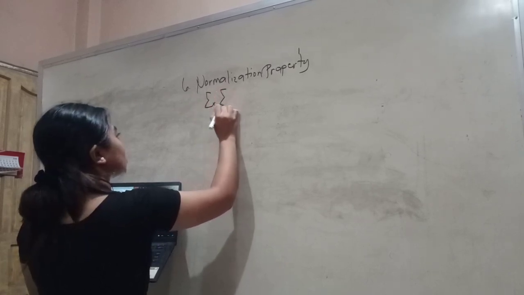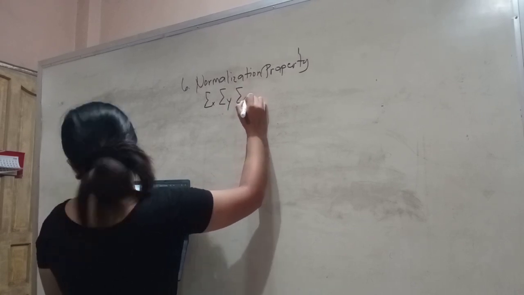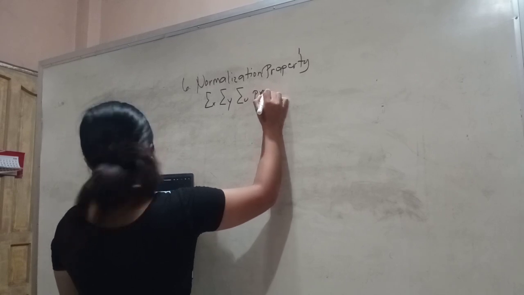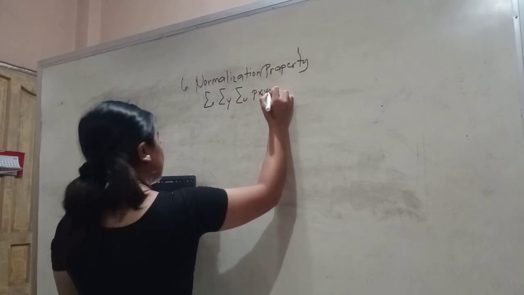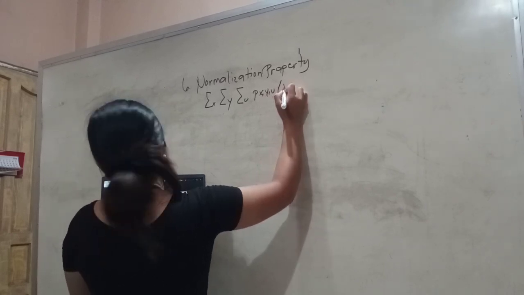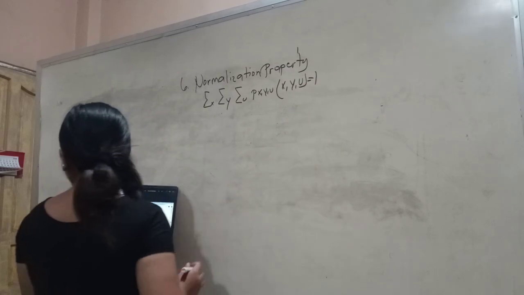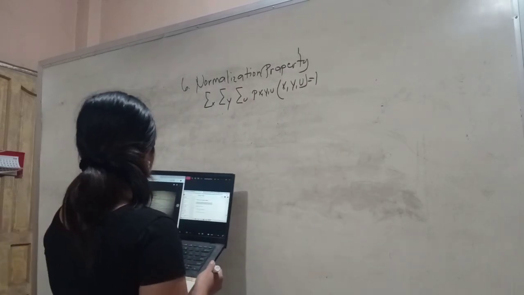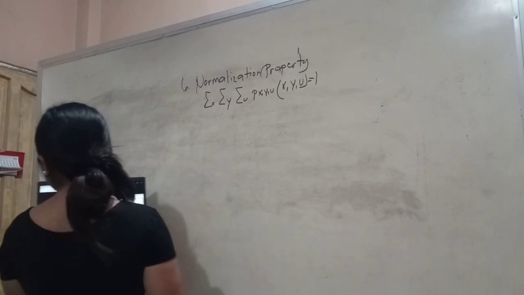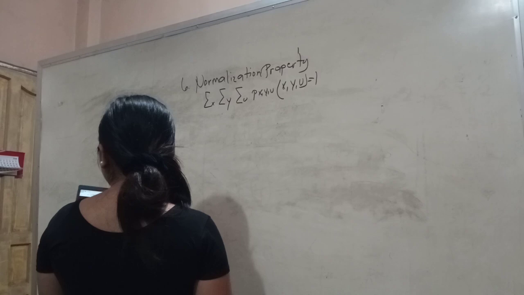The sum over x, the sum over y, and the sum over z of p(x, y, z) is equal to 1. So this states that when you sum the joint probability over all possible combinations of values, you get 1. So the triple sum covers every possible outcome.